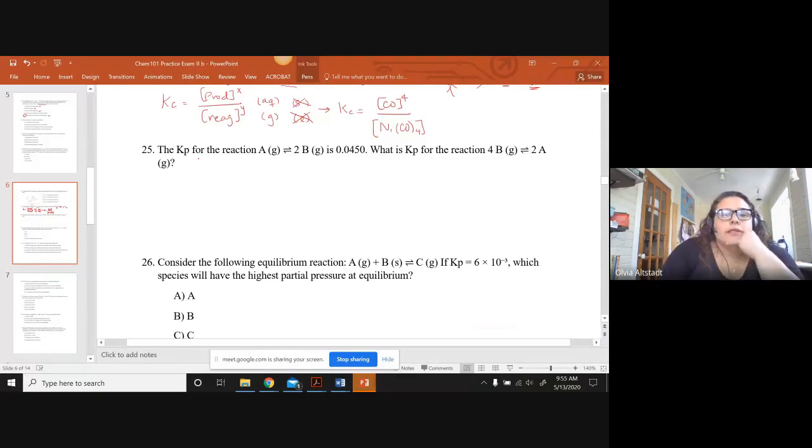The Kp for the reaction is that. Okay, so a couple of things. This question has a few things that are okay, but a few things that are not okay for you. So I'll explain myself. Let's look at the differences between this reaction and this reaction. What's the first thing you notice between this reaction and this reaction? What are the similarities? What are the differences?